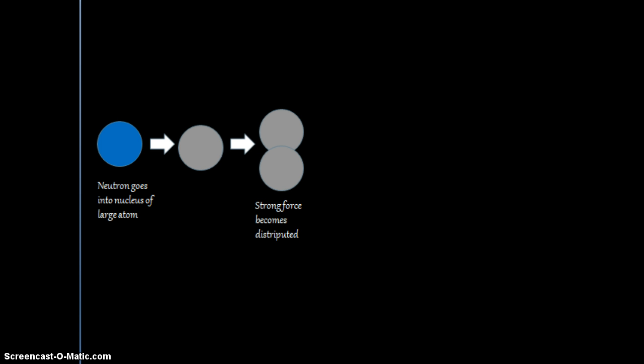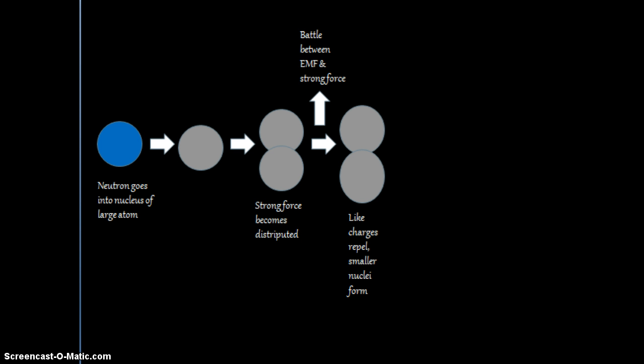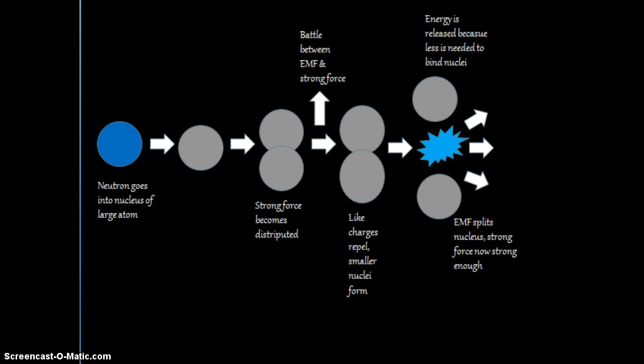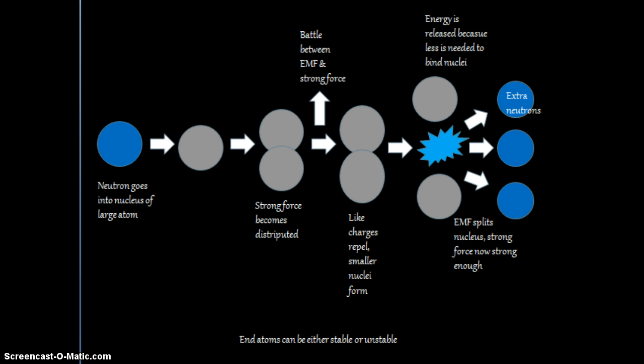So explaining the process, fission always starts with a large atom, so the neutron goes into the nucleus of the large atom. Now there is a nucleus where the strong force becomes distributed. So there is a battle between EMF and the strong force. The like charges repel, smaller nuclei form. Energy is then released because less is needed to bind nuclei. Also, the EMF splits the nucleus, so the strong force is no longer strong enough. So you can have extra neutrons, and atoms can either be stable or unstable.